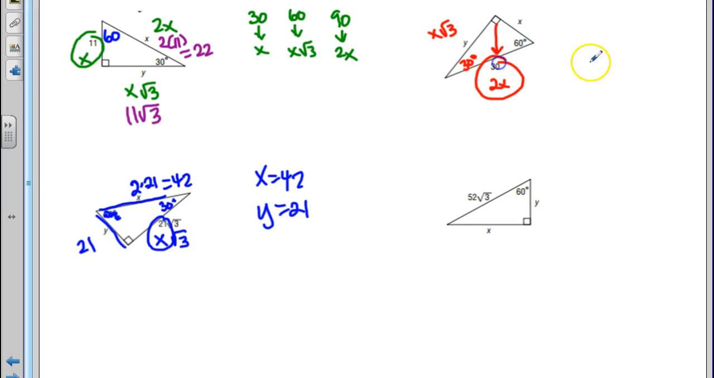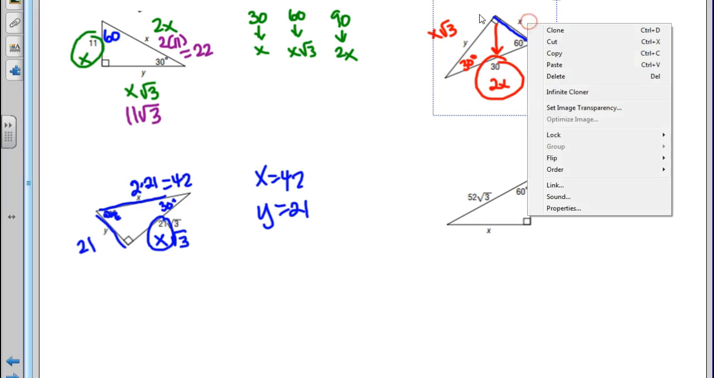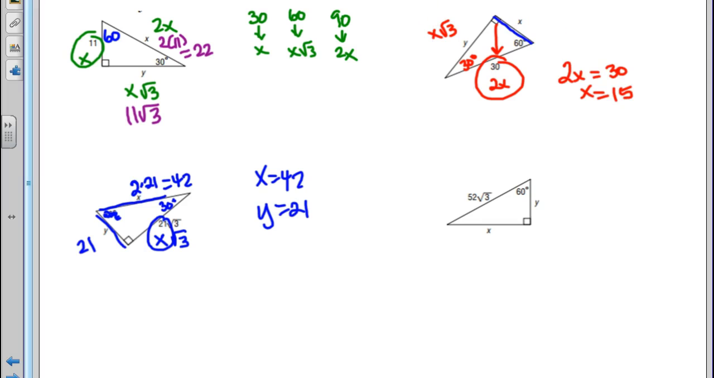All right, I'm going to set this up. 2x equals 30, so x is 15, which means the side opposite 30 is 15. So in this case, it is really x. So this side is 15. This side is plugging in 15 for x, 15 times the square root of 3. So y is 15 times the square root of 3, and x is 15. All right, last one. Then we'll work some more in class.